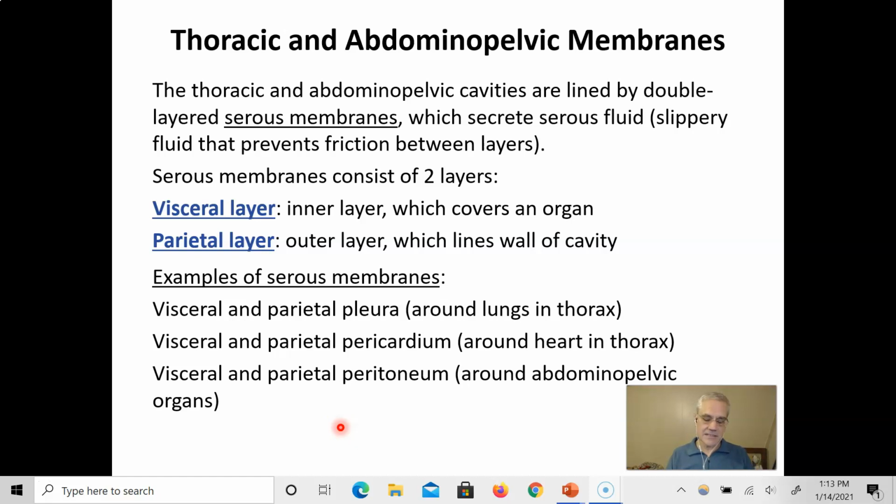They are in distinctly different parts of the body. They have the same function, so physiologically they function the same. Anatomically they're very similar. Morphologically they're similar. However, they are associated with distinct organ systems. Pleura with lungs, pericardium with the heart, and peritoneum with the abdominal organs, abdominal viscera.